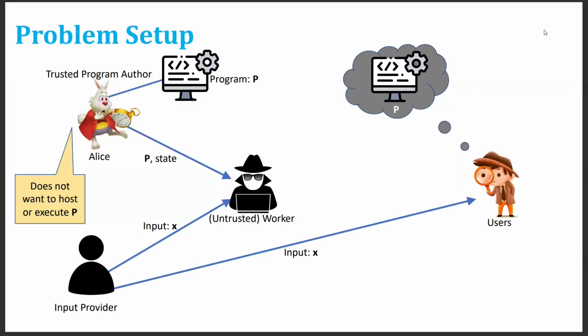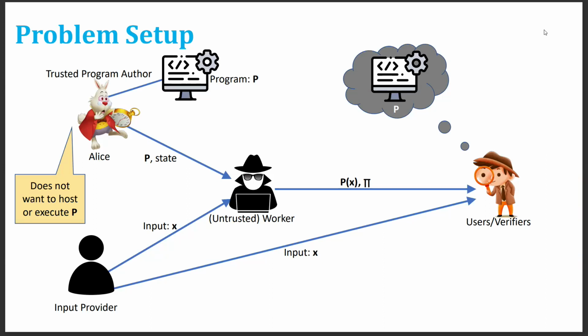Along with that, we have another identity, an input provider, who sends some input X to both the worker and the users. The worker's goal is to compute P on this input X and send it to the users. This is not enough, because the user at this stage also needs to verify and be convinced that this computation was actually done correctly and honestly using the correct program P.